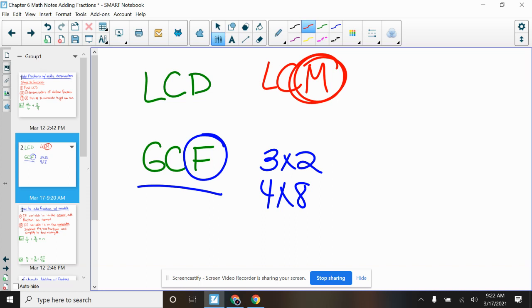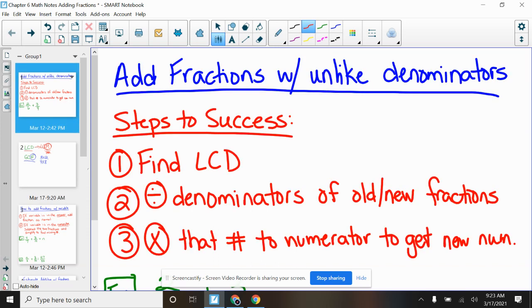So as we move into this new chapter, and it asks us to find the least common denominator, your brain should associate least common denominator with least common multiple. So if it's asking you to find the least common denominator, you will have to list the what? Multiples. Okay? And that's what step 1 says to do. So we got to make sure we understand that.